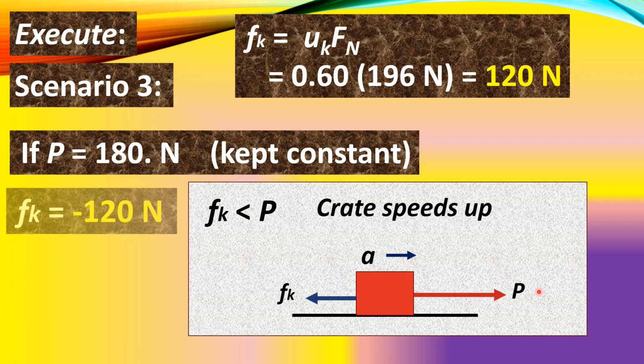We will find out what the acceleration of the crate will be if the amount of applied force P is maintained at 180 newtons and the opposing friction is kinetic friction equal to 120 newtons.